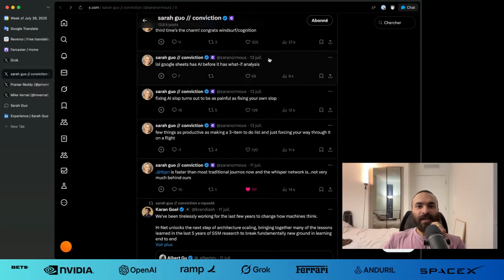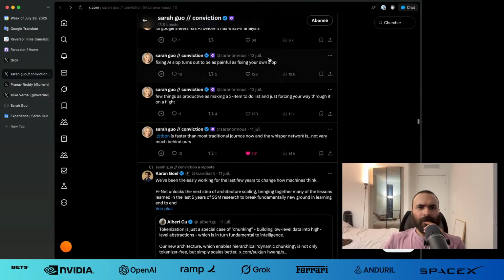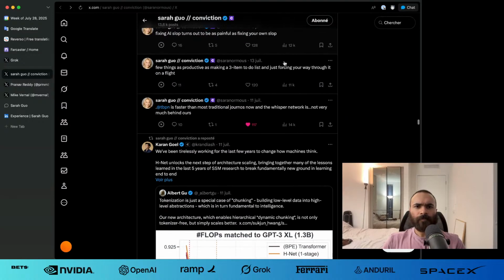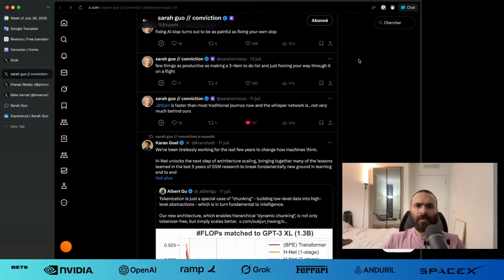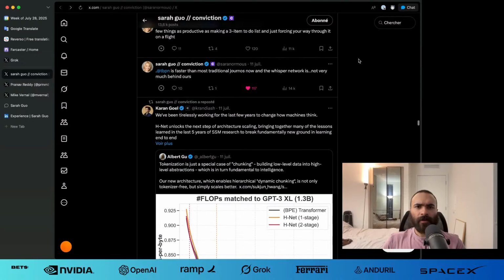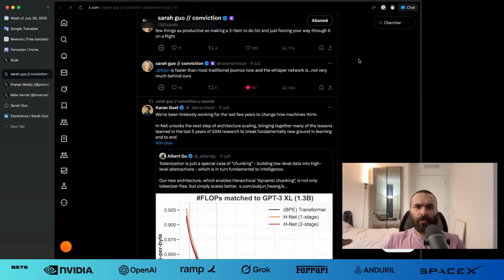Lol. Google Sheets has AI before it has what-if analysis. Fixing AI slop turns out to be as painful as fixing your own slop. Few things are as productive as making a three-item to-do list and just forcing your way through it on a flight. TBPN is faster than most traditional journals now, and the whisper network is not very much behind ours.